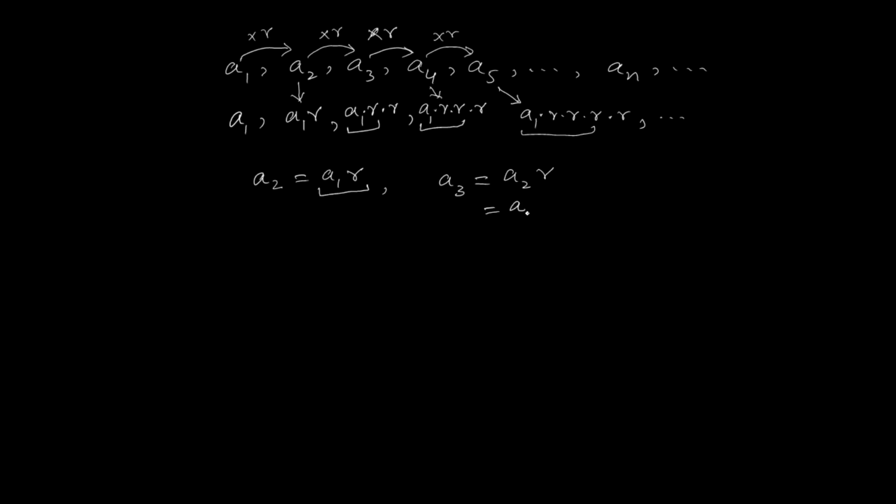The third term is obtained by the second term multiplied with r, but the second term is this one, and we obtain a1 r square. Now the fourth term is the third term multiplied with r, but what is the third term? The third term is this one. So a1 r square multiplied with r, this r. So we are getting a1 r cube. So this is the fourth term. Now what is the fifth term?